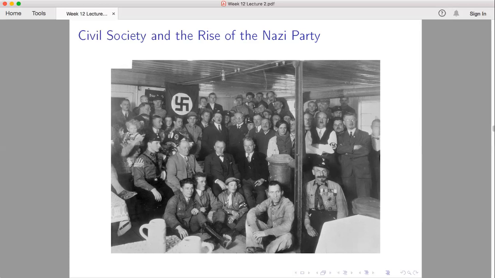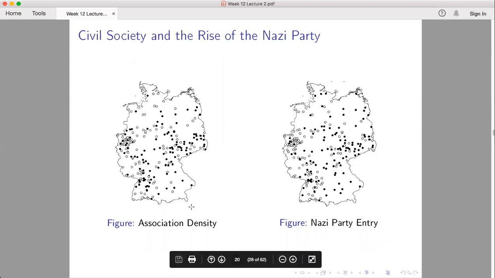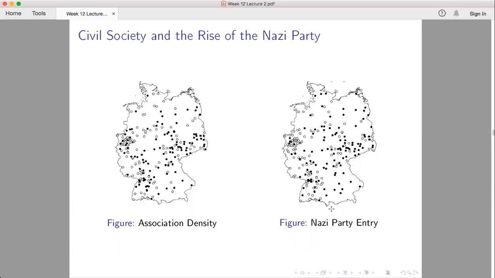And in fact, what we do see is a strong connection between the density of associations in Germany and how easily the Nazi Party was able to enter the German political space. So where association density was high, indicated by these black dots, we also see that Nazi Party entry began to proceed at a much faster rate than in places where there weren't a lot of associations.